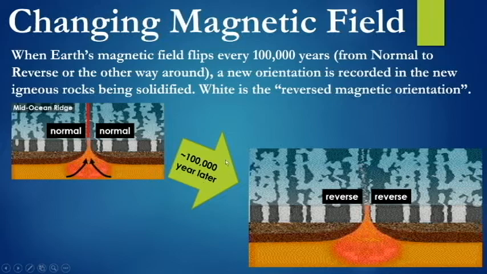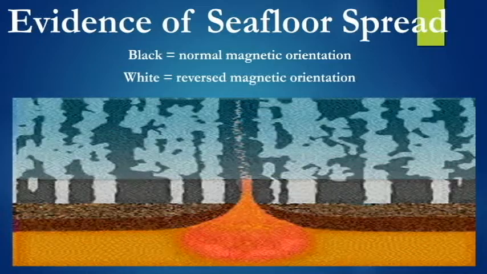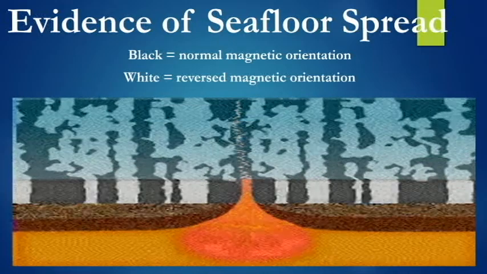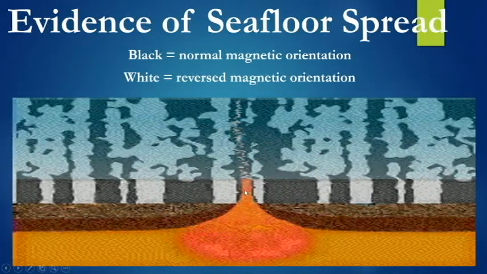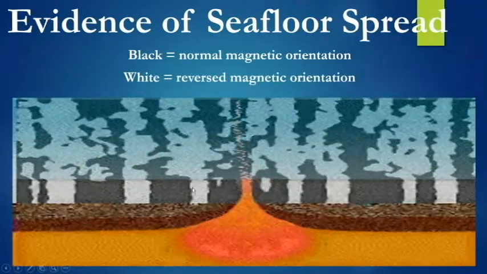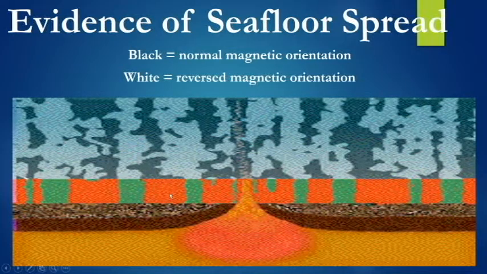But 100,000 years later, you can see how normal has now switched to reverse. It's flipped. So now when the Earth's magnetic field flips every 100,000 years or so, a new orientation is recorded in the rocks, and now that's being solidified. And that process will happen over and over and over again. So as the Earth's magnetic field flips, the rocks will freeze in the orientation at the time they were created, and there's your striping pattern. And the striping pattern, what we have to appreciate is that for the most part, it is symmetrical. So that's the big takeaway there.